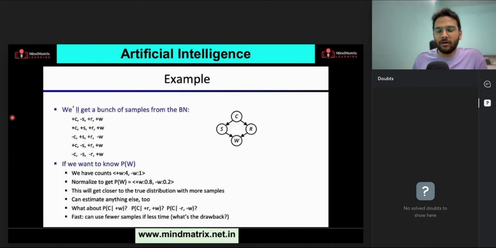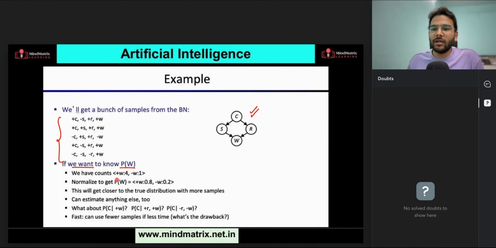Now let's see this example. This example will give you more clarity. Carefully see this. The same Bayesian network we are considering: cloudy, sprinkler, rainy, and wet grass. Now we will get a bunch of samples from the Bayesian network. Let's say these are the samples given to you. Now again the same thing: if I want to know what is P of W, how can we calculate it?